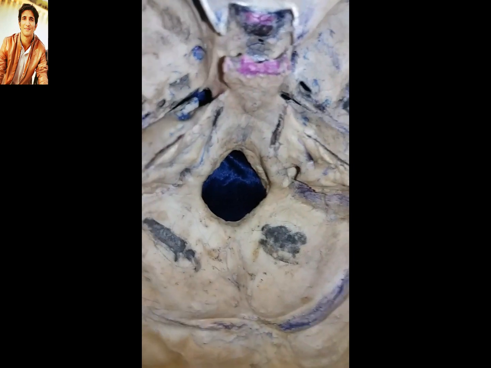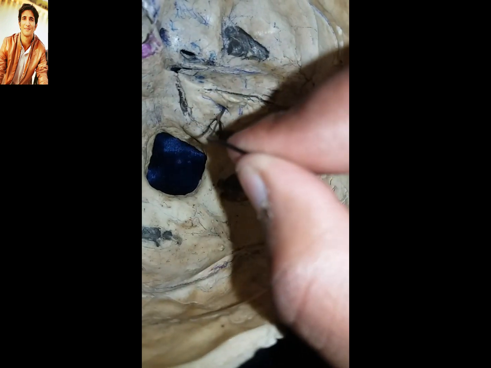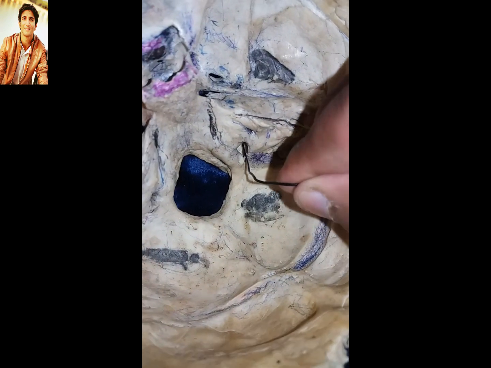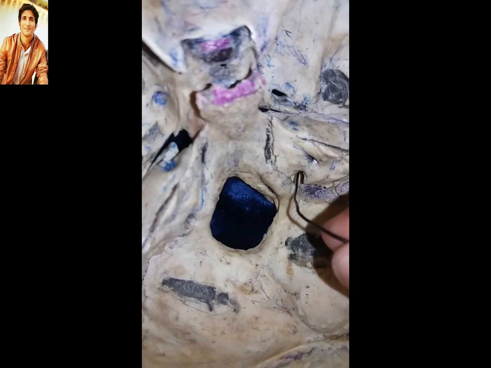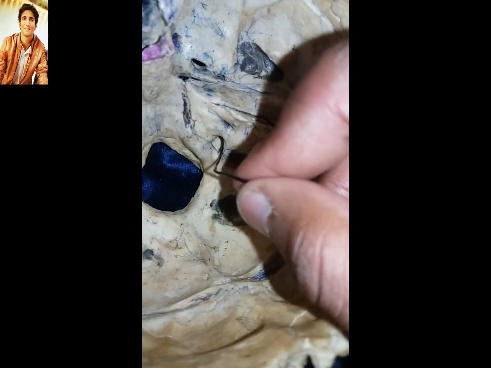Here is the internal acoustic meatus. This is the internal acoustic meatus. It lies just superior to the, what is this? Sorry, I will not discuss this. So first discuss this. This is the jugular foramen.